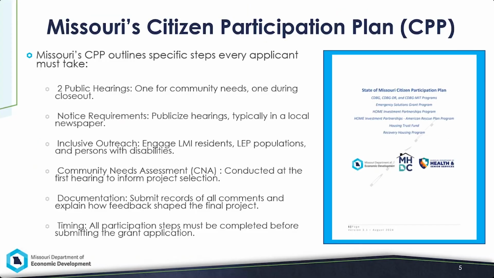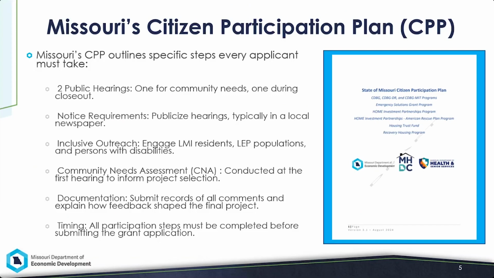Let's take a closer look at what Missouri's participation plan requires. First, you'll need to hold two public hearings, one early on, which is when some choose to complete their community needs assessment, and the other at the end of the grant to review the project outcomes. The public notice must be given at least 5 full days in advance of each hearing, and this typically means publishing the notice in the local newspaper.